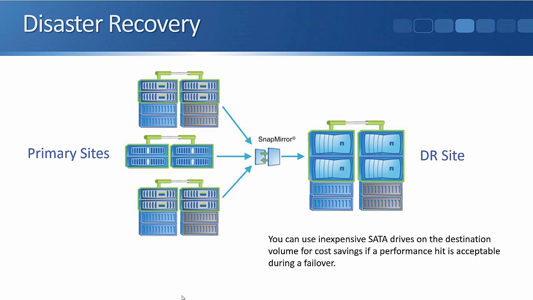To save money, we can put in less expensive drives in the DR site because it's just sitting there as a hot spare. This is a management decision though, because if you do that, if you do have to have a failover, you're going to have a performance hit while you're failed over to the DR site. If you want to be able to maintain the same performance during a disaster, then you're going to want to put the same types of disks in both sites.